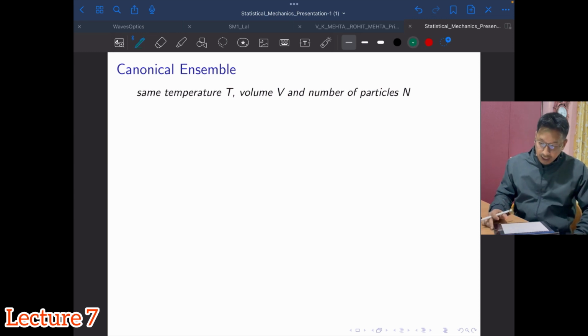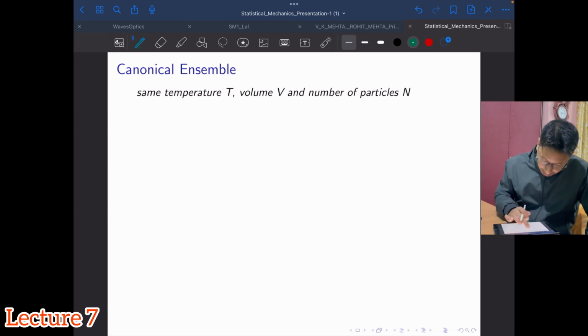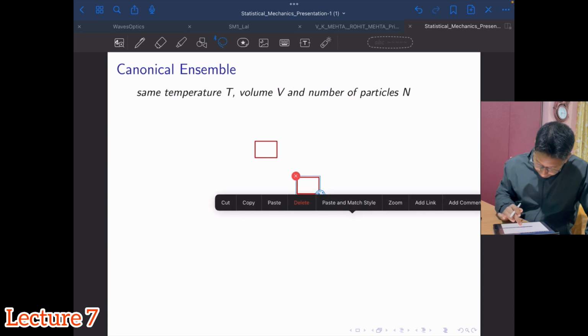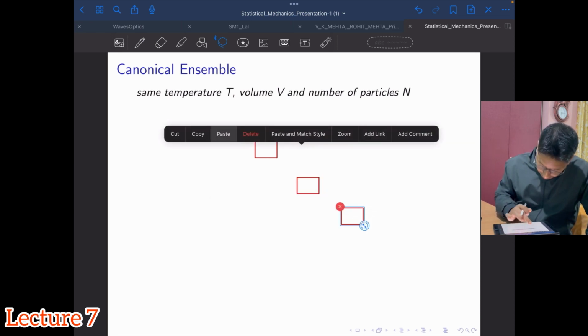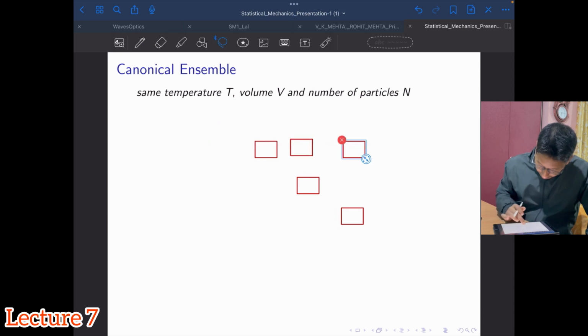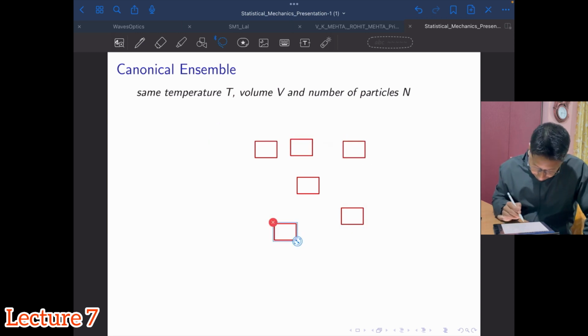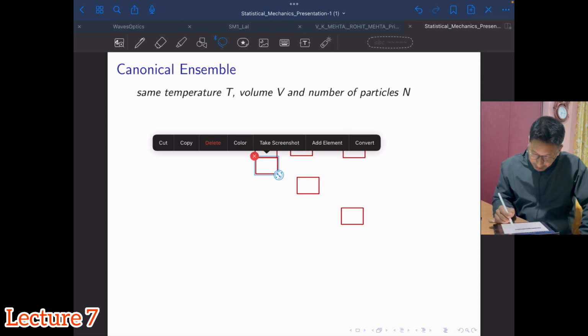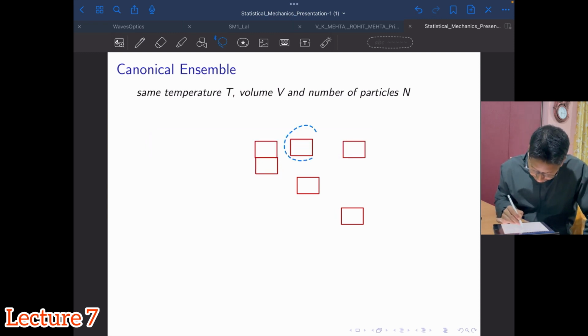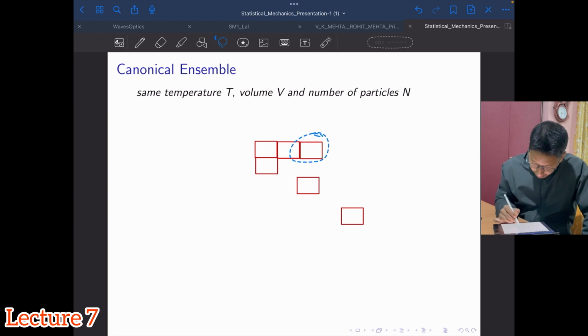canonical ensemble, all the systems are brought close, separated by diathermic walls, and all of the systems are put in some kind of heat reservoir.